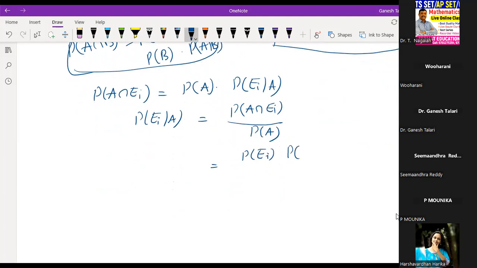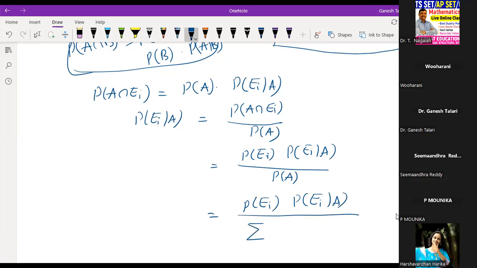So this one I can write as probability of Ei, probability of A given Ei upon the summation of probability of Ei, probability of A given Ei. So this is the Bayes theorem statement. Simple, I can say Bayes theorem is the extension of multiplication theorem.